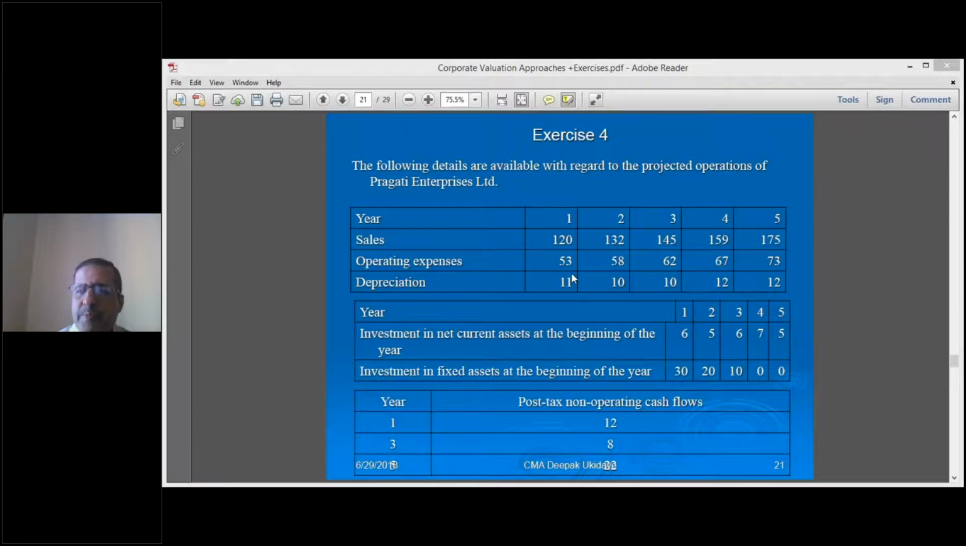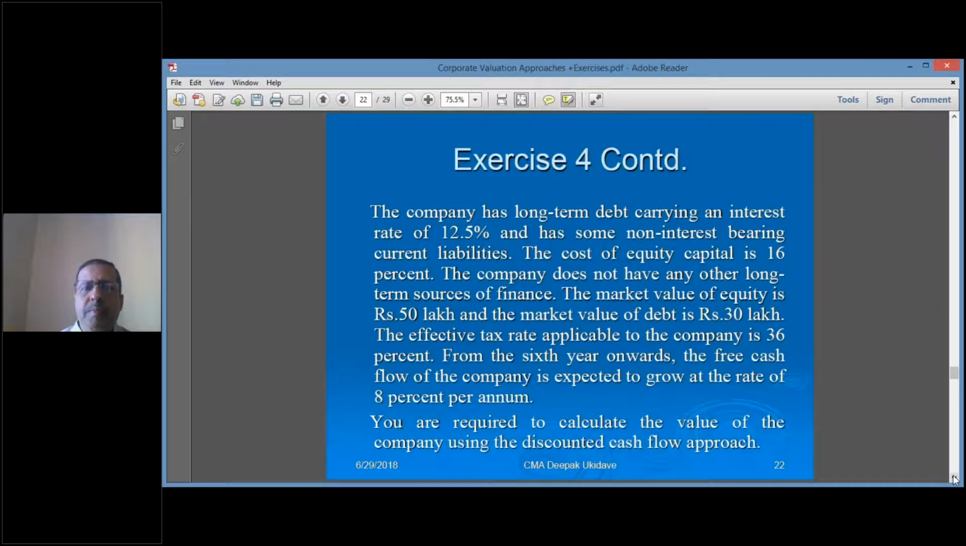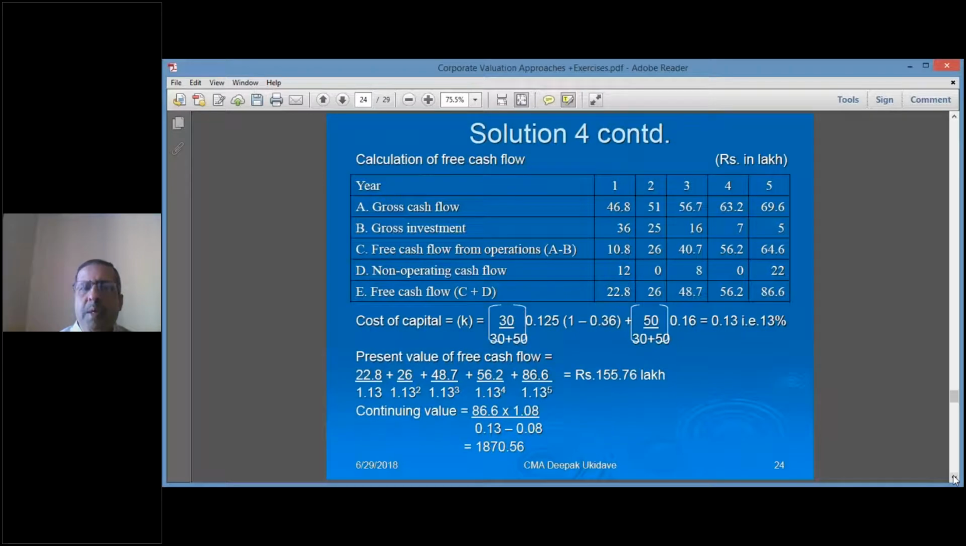I will show you the approach. Look at the approach. Calculation of cost of capital. Nobody's answer was correct. Calculation of cost of capital is in front of you on the screen.